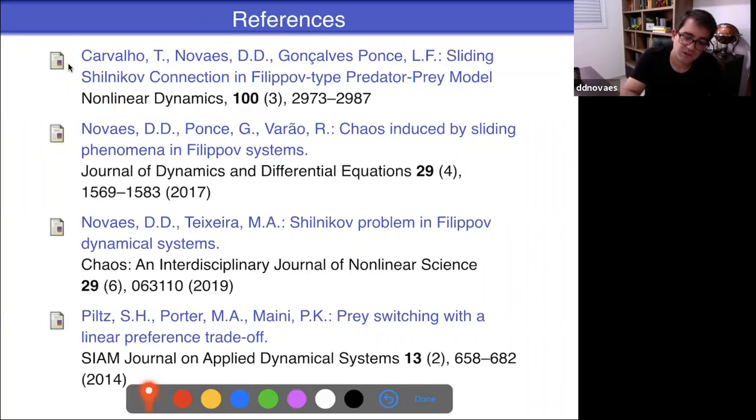So those are the references. The first one is where we studied the Filippov type predator-prey model. In the second one, we studied the first return map and provided a completely ergodic description of the first return map defined near a Shilnikov orbit. Here is where I published the part of my thesis regarding the introduction of this object, and this is the paper of Sophia and co-authors where they introduced the model that we have studied.